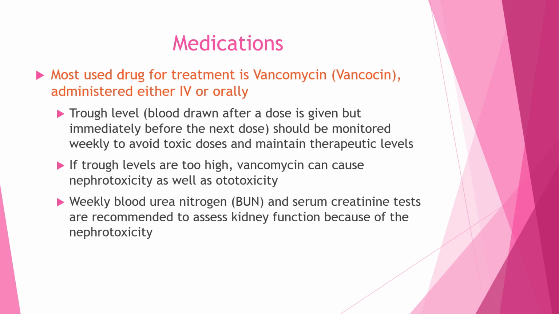If the trough level is too high, then vancomycin can cause nephrotoxicity as well as ototoxicity. And I have cared for a patient in the past that did lose hearing in one of their ears because we didn't, or I guess the level wasn't monitored, they were on the higher end of the spectrum. So once the vancomycin dose was given, they became toxic and they lost the hearing in their ear.